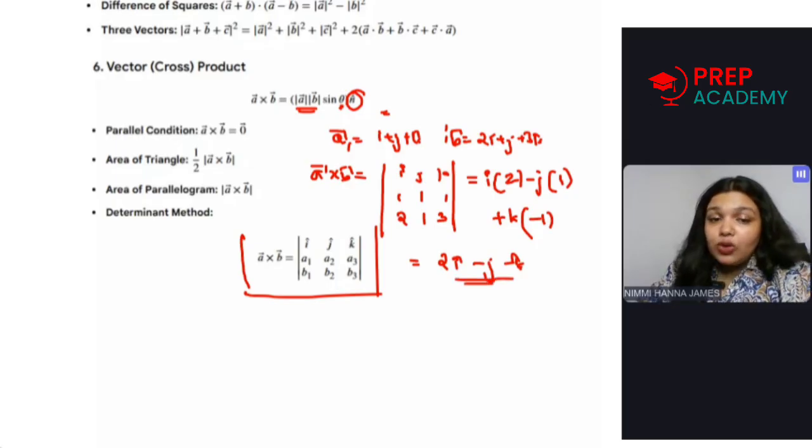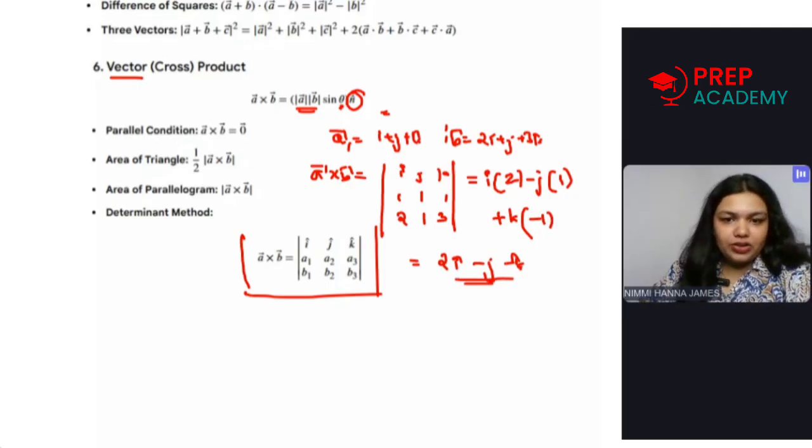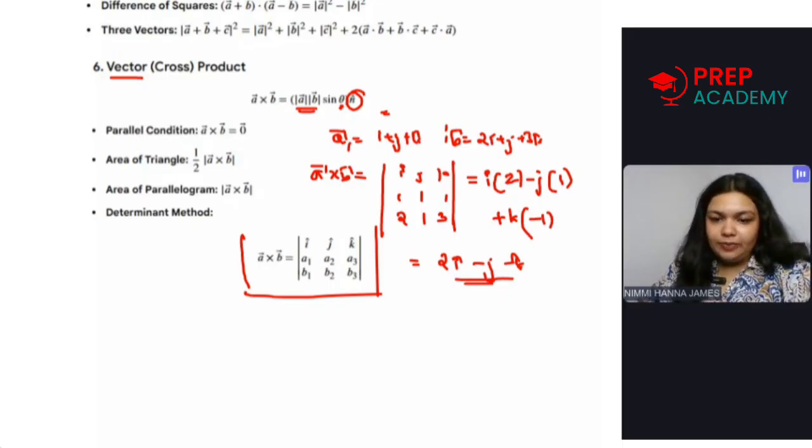So the cross product is a vector. That's why we call it a vector product and a scalar product. So the cross product is a vector. Okay.